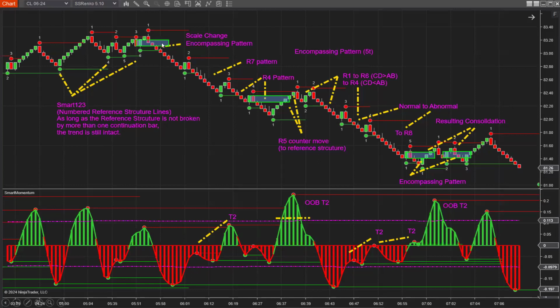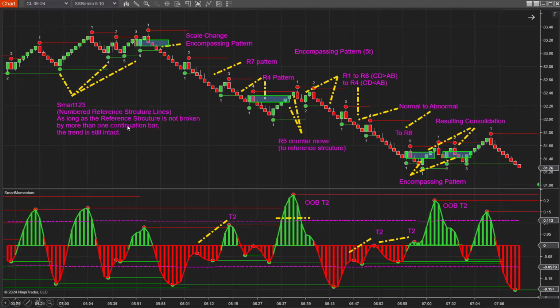So when you make an extension going down here, the reference structure becomes that number 1 right there. Reference structure becomes the number 1. And then it goes 2, and then it goes 3, and then it goes 4. See how that resets to 1? It's because it took out the line.